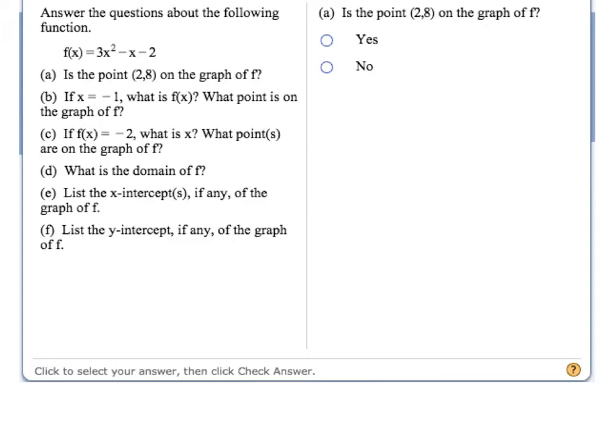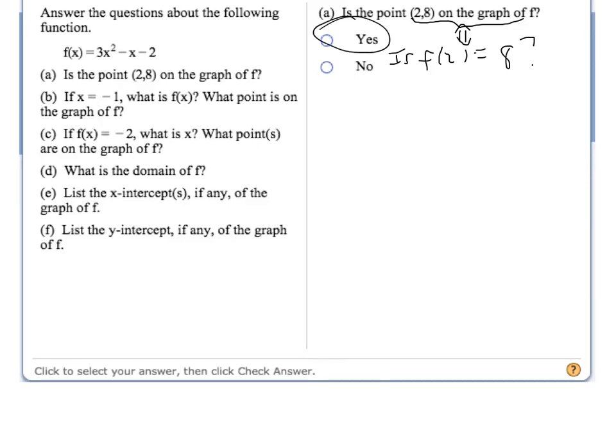Okay, so in part A, the question is: is (2, 8) on the graph? And so we know that (2, 8) being on the graph, if this is true, is equivalent to, the same thing as saying: is f of 2 equal to 8? So remember, points on the graph are input-output pairs, so input 2, output 8. Those are equivalent statements. So it's very easy to put 2 in here for x, because we have the expression given this way. That's 3 times 4, 12, minus 2, which I guess is 8, yes. Okay, so that would be yes.